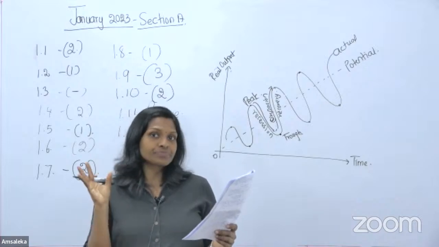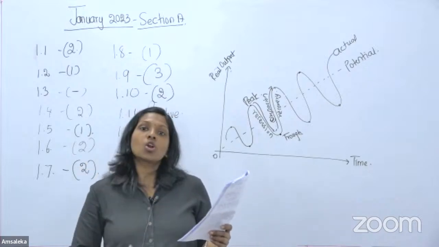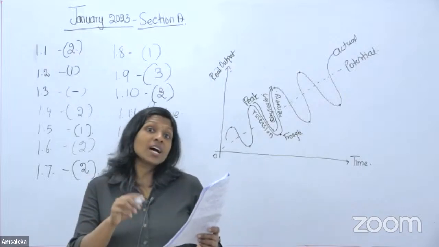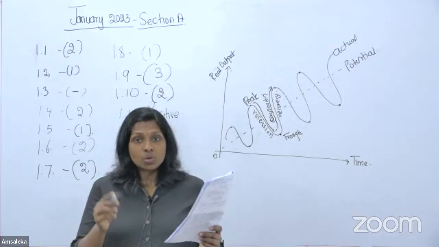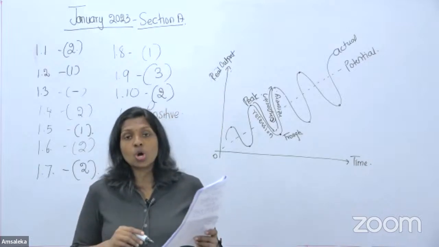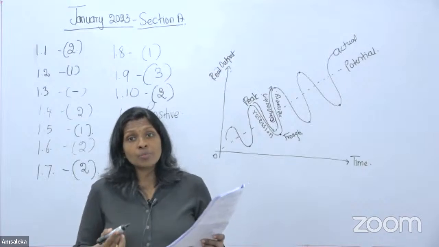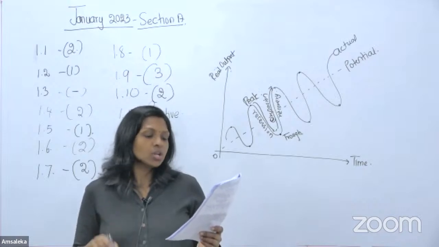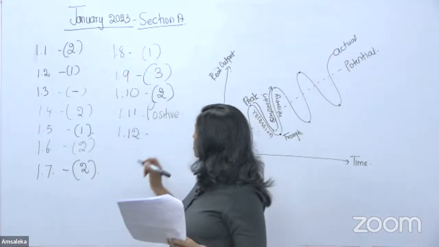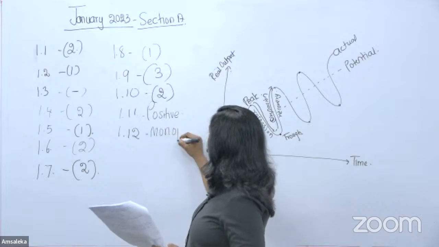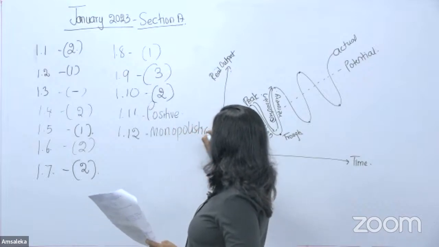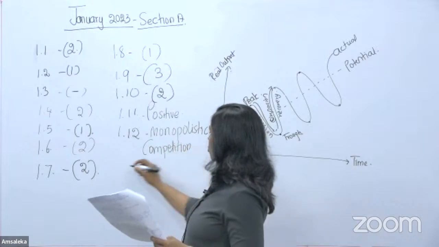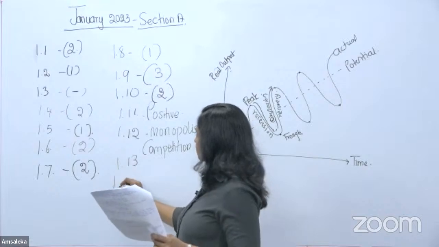I told you how you can lower the risk of selecting the wrong answer. Anyhow, monopolistic competition is the same scenario as the perfect competition market. The firm in this market enjoys supernormal profit or normal profit or suffers loss in the short run. But in the long run, it earns only normal profit. Then the answer for 1.12 is monopolistic competition.